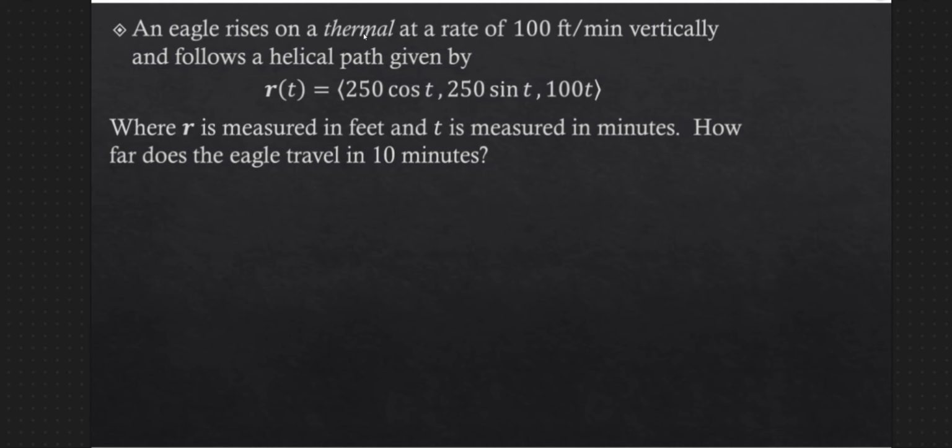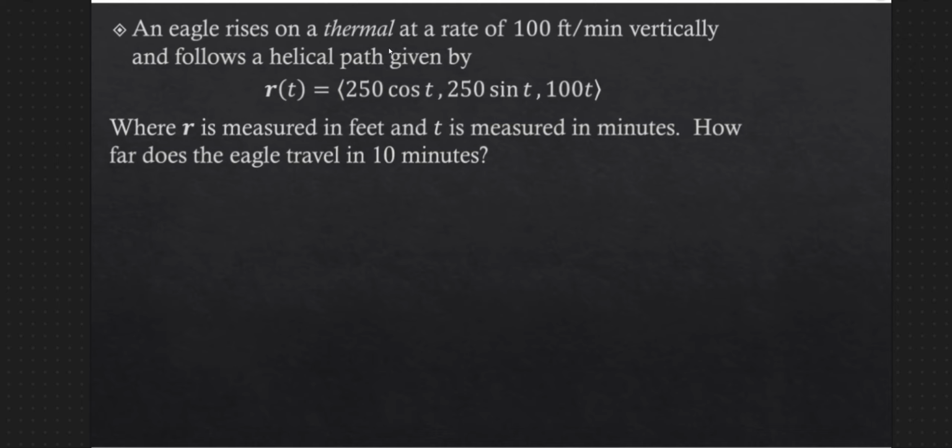And the question I want to ask here is, if we can track how fast it's going just vertically, if we're just looking at its ascent, can we surmise how far it's actually traveling? So not just vertically, but what's the length of its path? How fast is it actually going at any moment in time as it follows this helical path up?